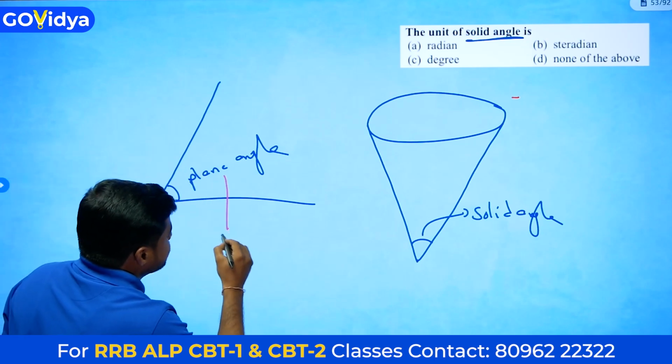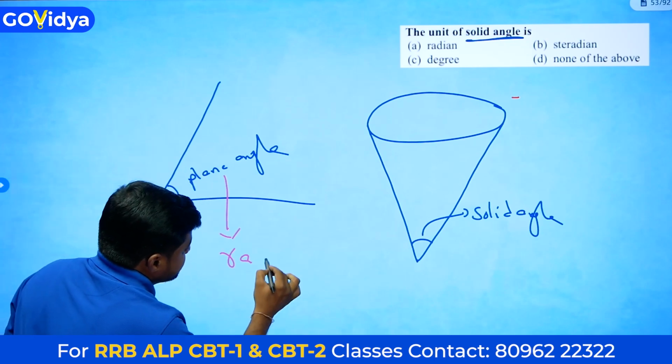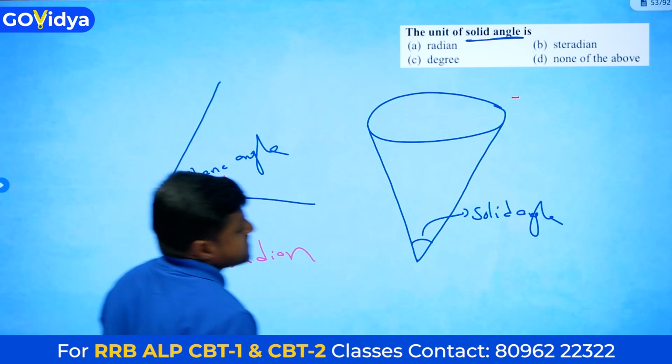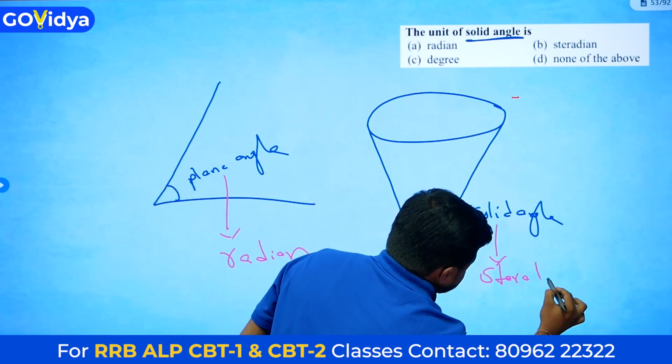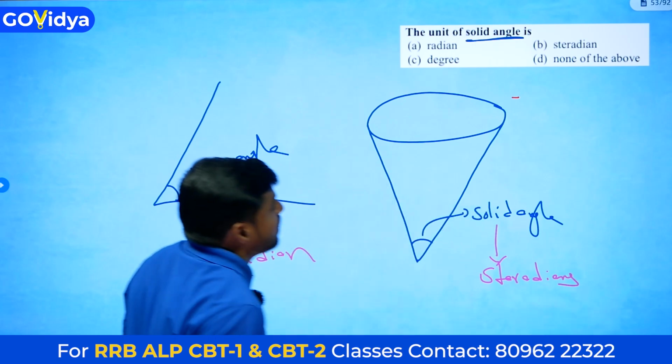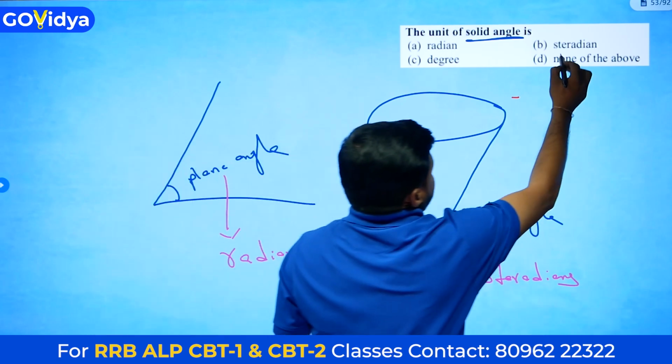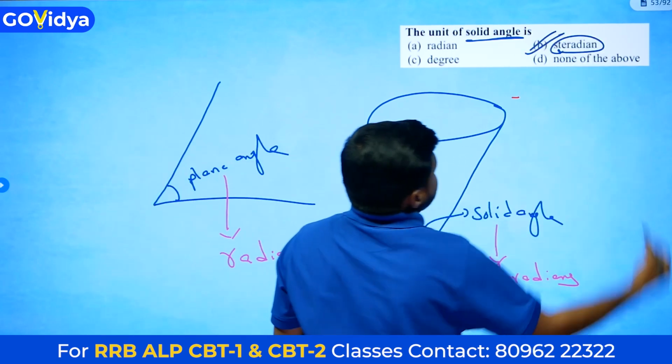Plane angle units are radians. Similarly, solid angle units are steradians. Solid angle is measured in steradians. Option B is the correct answer.